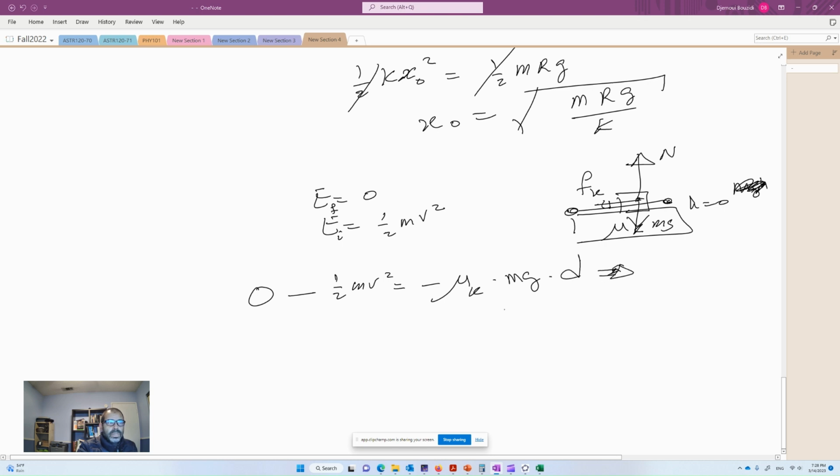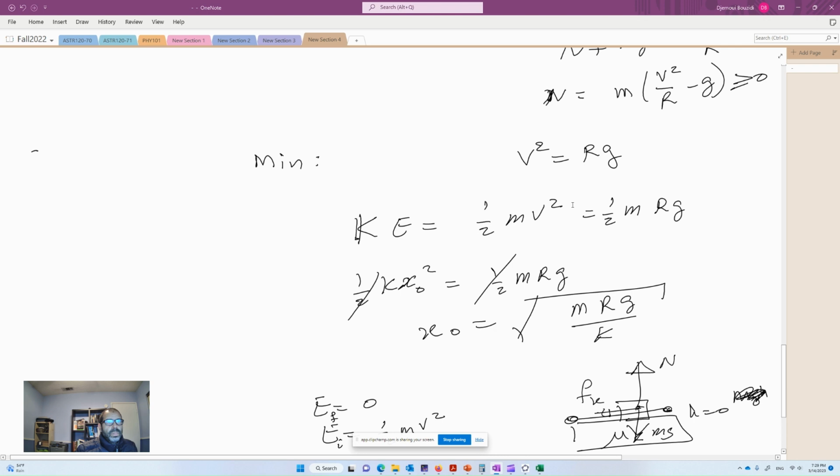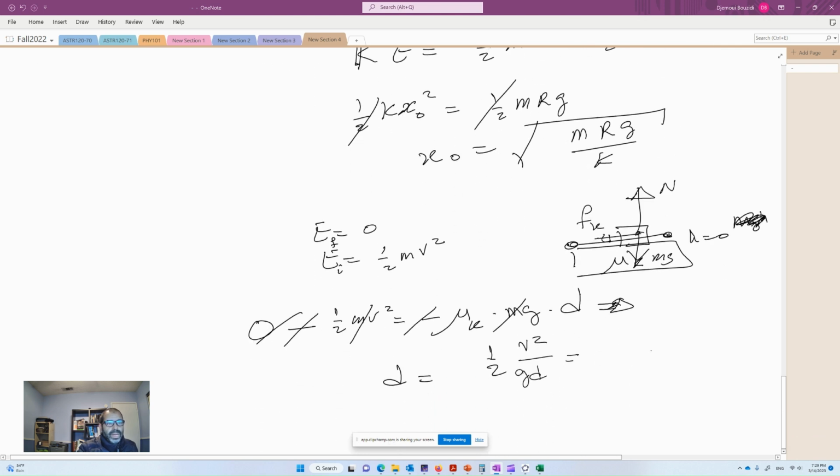This is basically an expression for me to find the distance it travels, d, and the distance is going to be, cancel the mass again of the trolley from both sides, cancel the negative sign also on both sides, and I will be left with 1/2 v squared over mu g d. Okay, remember v squared is actually rg. V squared is rg, so it's going to be 1/2 of rg over mu g. Cancel the g from both sides.